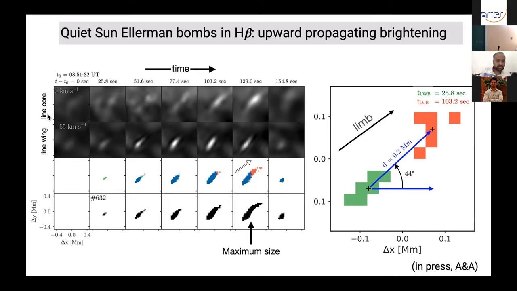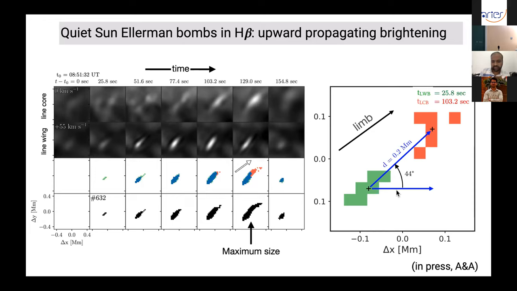For example, here I'm showing the detection of an event. This is the line wing image, the evolution of one particular event, and this is the line core. You see that first it appears in the line wing, and after a certain point it appears in the line core as well. So red pixels mark when it first appears in the line core, and the blue ones when it appears in the line wing. And then you are also able to measure the area and the lifetime of this event.